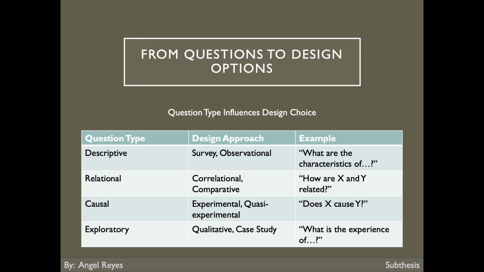Causal questions like, does X cause Y, require experimental or quasi-experimental designs. Exploratory questions like, what is the experience of, call for qualitative or case study methods. This table provides guidance, not rigid rules, for connecting questions to appropriate methodological approaches.